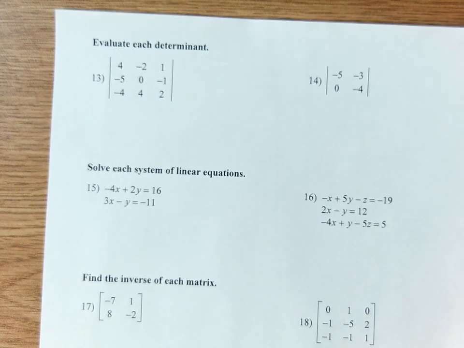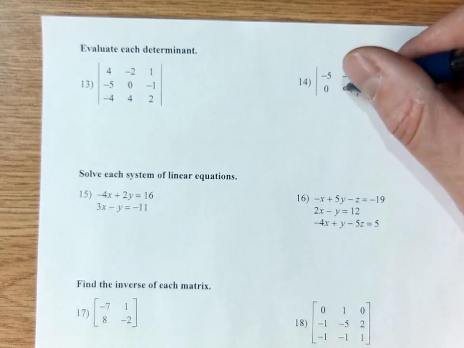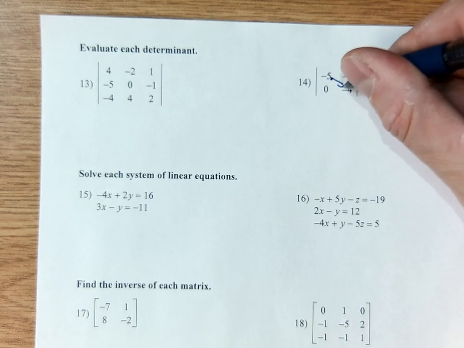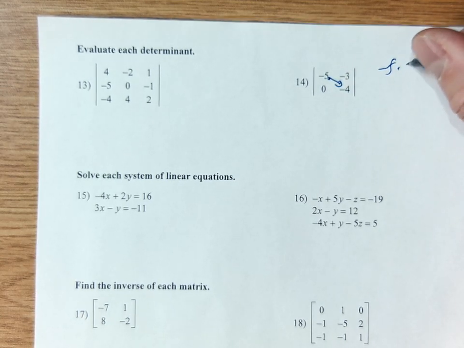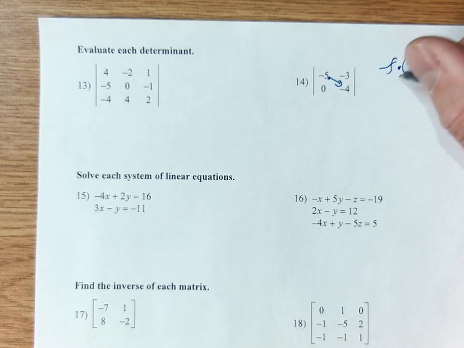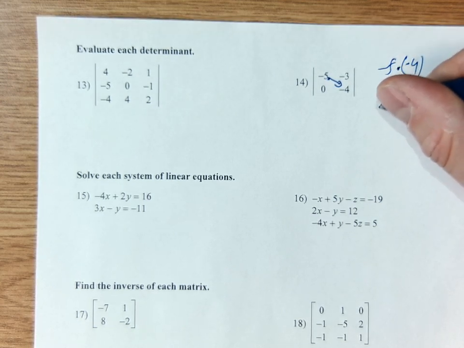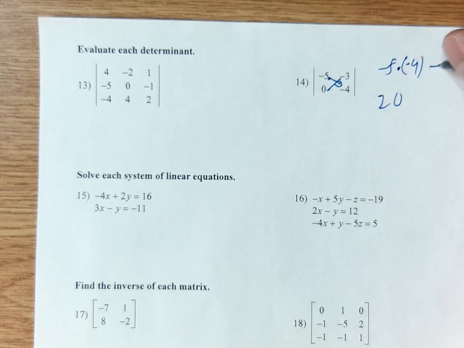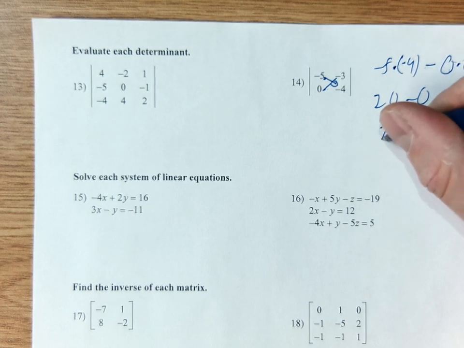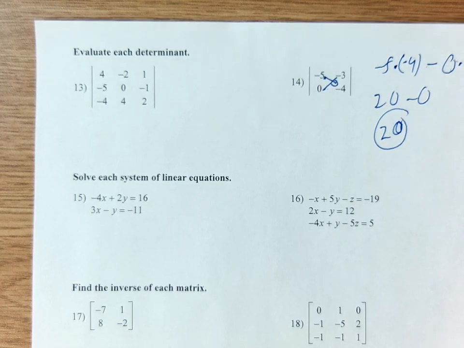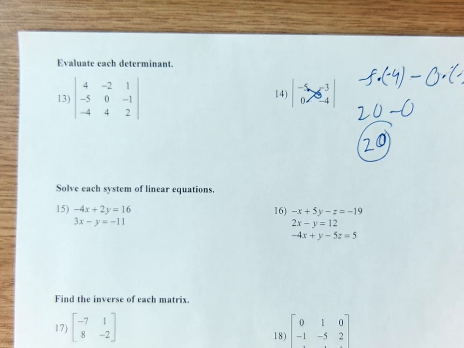All right, so to evaluate determinants, these ones are the easy ones, two by twos. So can we multiply diagonally? Negative 5 times negative 4 is a positive 20, minus 0 times negative 3. So that's going to be 0. So it's going to be 20. Determinant here is 20, which is like the absolute value.